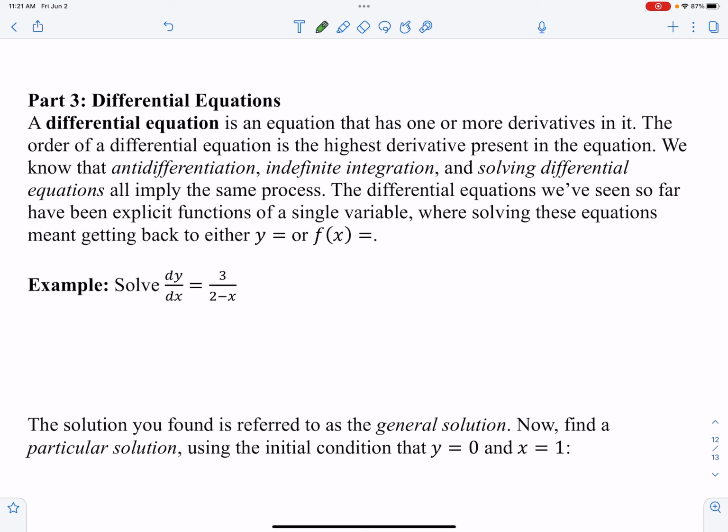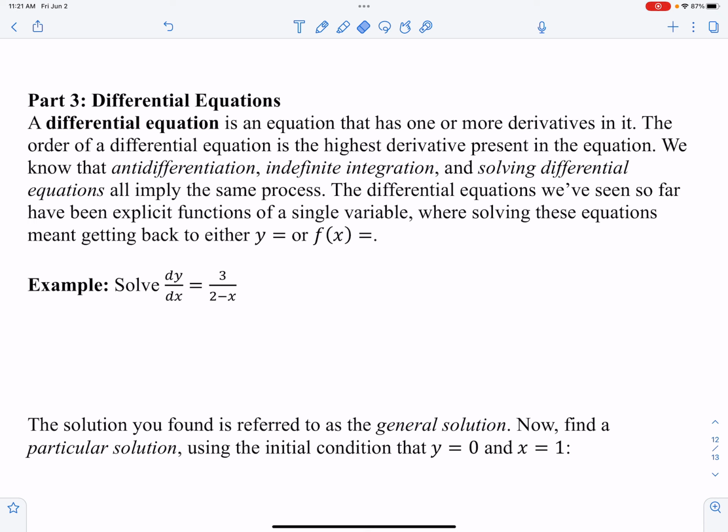Whenever I gave you the equation for lowercase f of x and said to find capital F of x, like the general antiderivative of the function lowercase f of x, that was solving a differential equation, where you could think about it like you're given the derivative and you are being asked to find its general antiderivative through the process of integration.